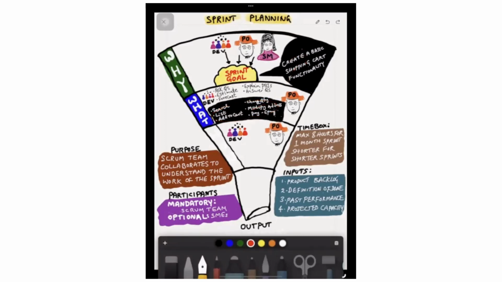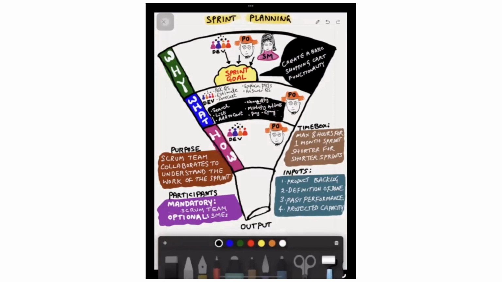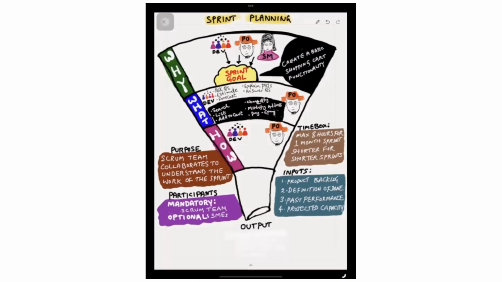Then once they have the what section identified, they will go to the next section, which is how the selected work can be accomplished during the sprint. Here, first the developers will look into the high level architecture, design, all these things to be done for the selected items.